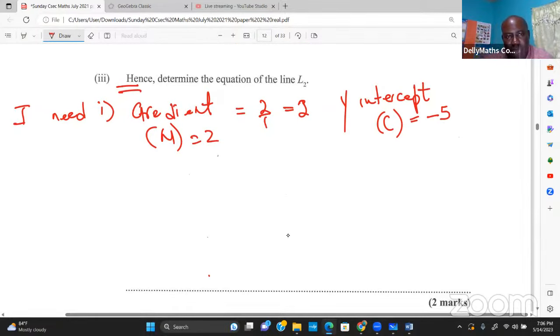2 marks, the answer is y is equal to 2x minus 5. Remember, we're writing the equation of line 2, which is a line that is perpendicular to line 1 and passes through 0, -5. As we go, we're seeing more things are being revealed.